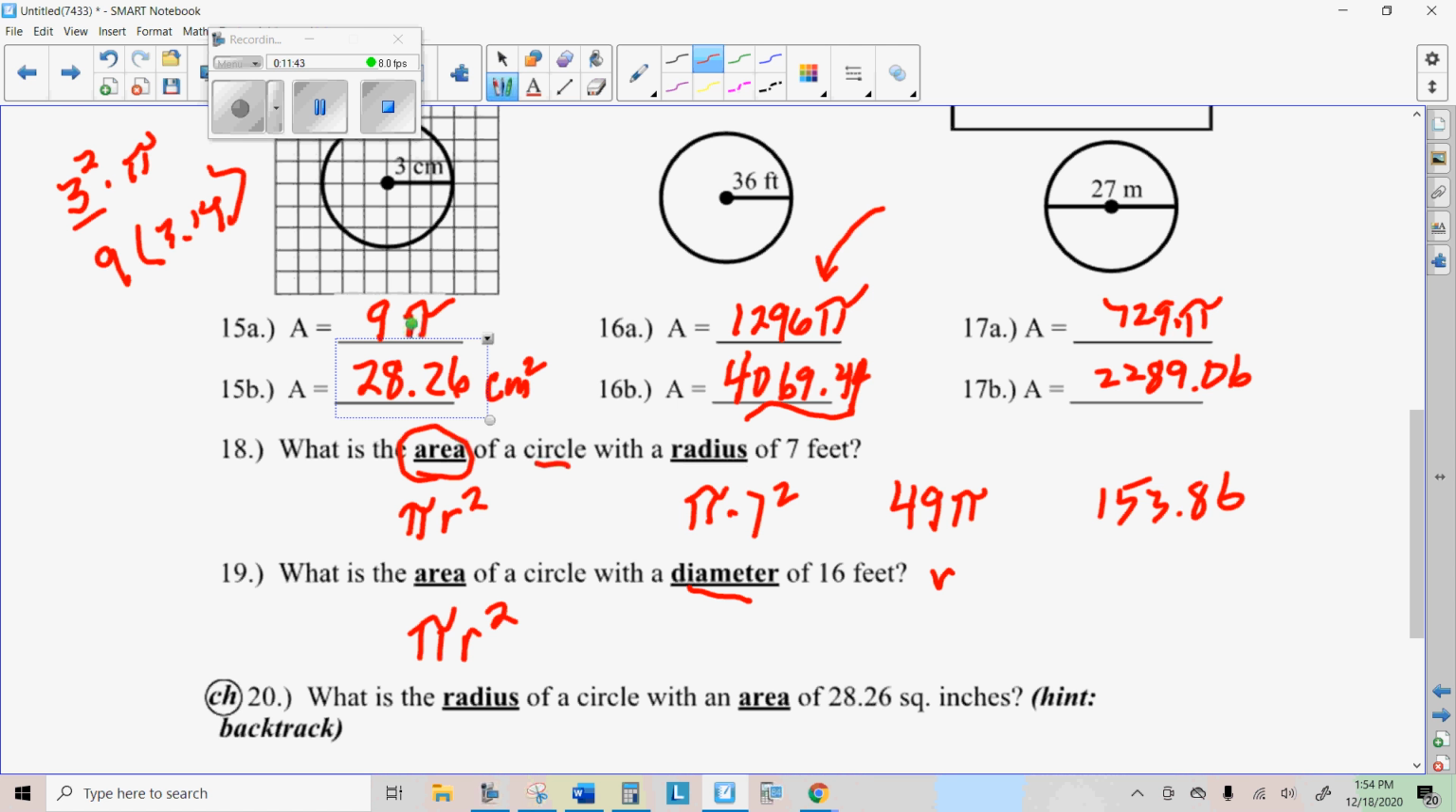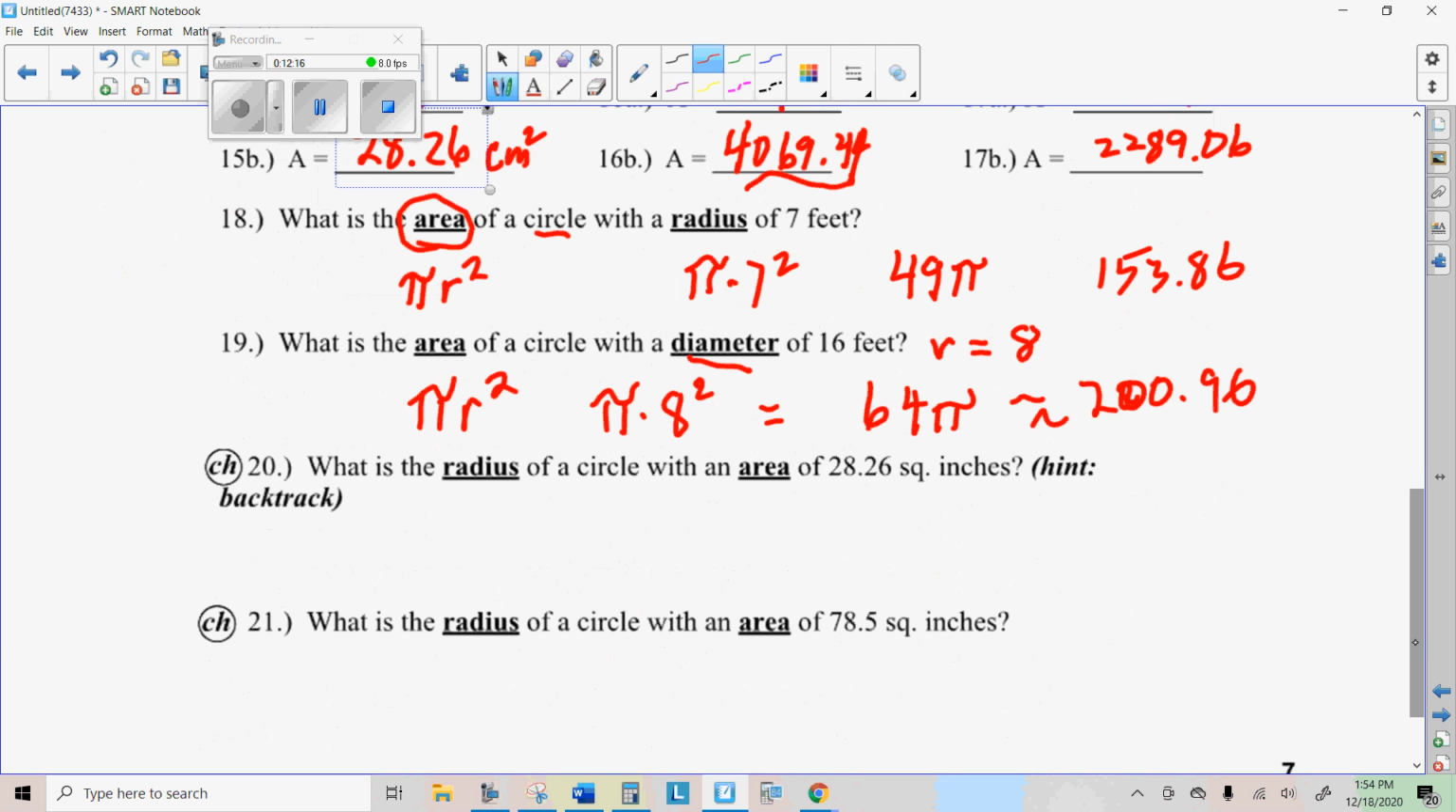Okay. Now, if we are given the diameter, because the formula has the radius, we need to change this. So our radius is equal to 8 feet, half of our diameter. And so we're going to do pi times 8 squared here, which is 64 pi, which is approximately 64 times 3.14 equals 200.96, about. All right. Go ahead. You try the next two. Oh wait, we got to backtrack on these. I'll do one and then I'll let you do one.